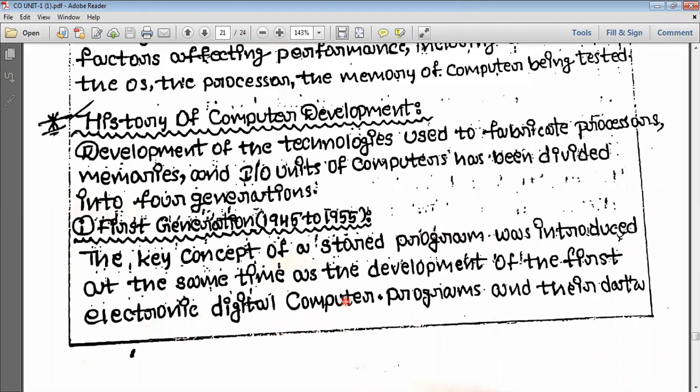So in this first generation, we are using magnetic core memories, and magnetic tape storage devices were also developed. For storing the programs and the data, we use magnetic core memories and magnetic tape storage devices in this first generation.